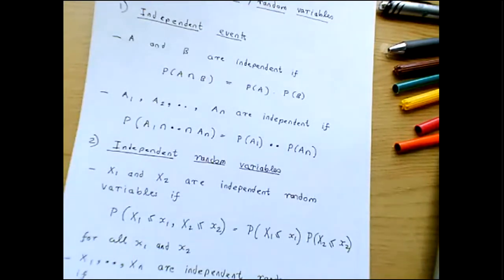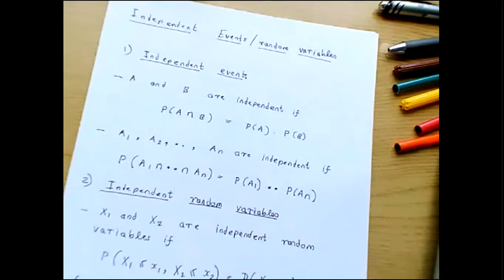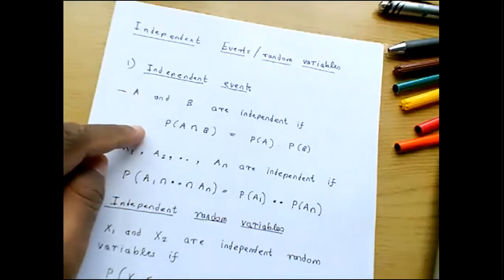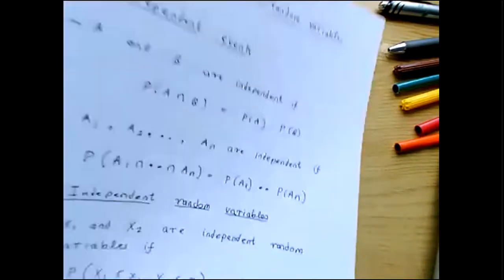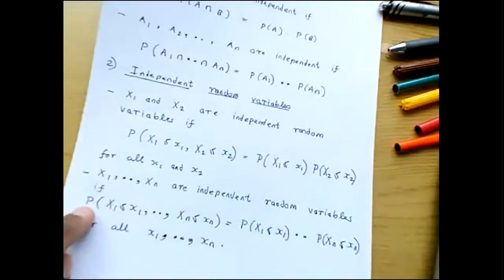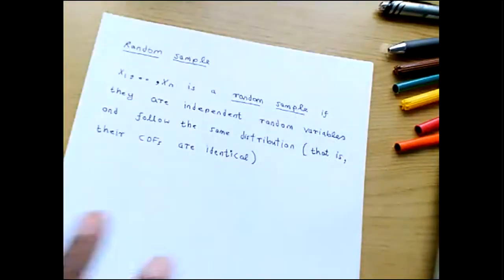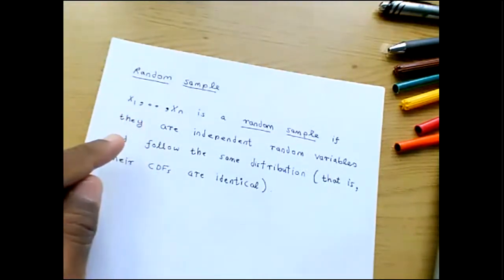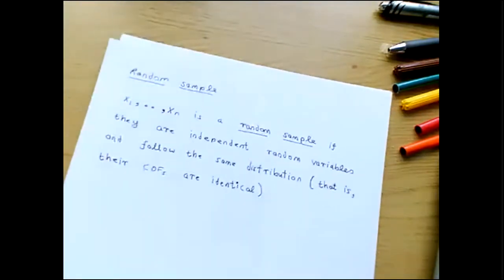Okay, thank you guys. Right, this is a video on independent events or independent random variables. You know from probability one that events are independent if this is the case for two events, and this is the case for n events. Now, variables are independent if this is the case for two variables and if this is the case for n random variables, right? So that's the definition. And this is a definition of a random sample. A random sample is basically a sequence of independent random variables that follow the same distribution, right? So that's the important thing you need to know.